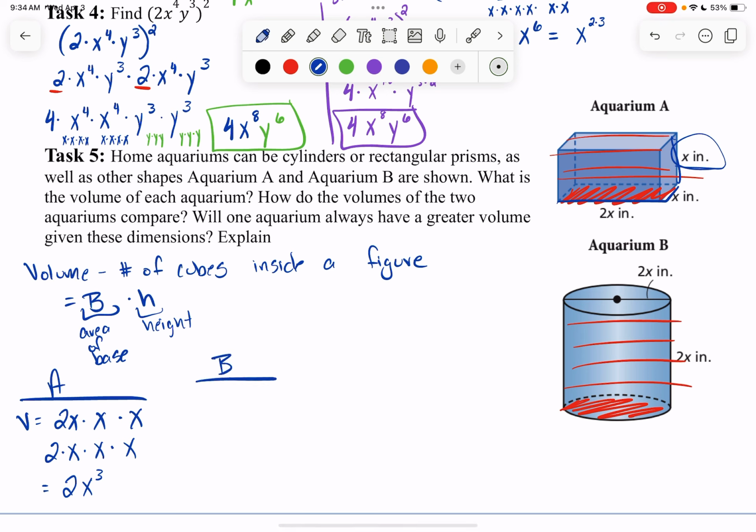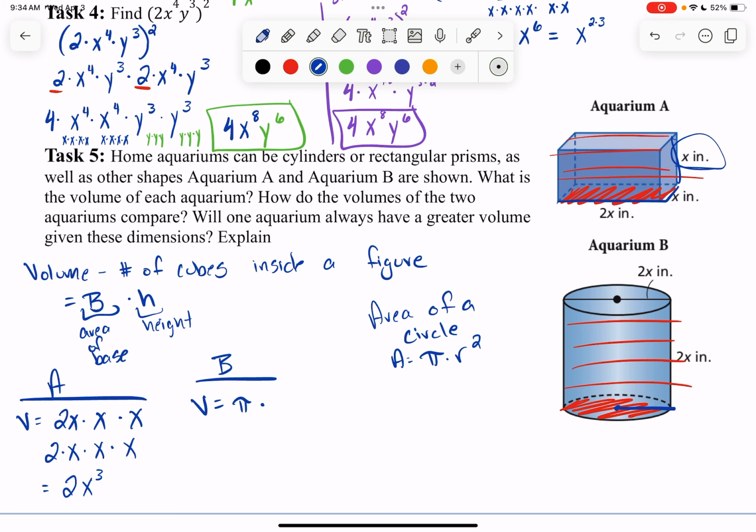Okay, volume of B. This one's a little bit different because the base is a circle. I need to figure out how to find the area of a circle. If we don't know, we can search it real quick. The area of a circle is pi, area equals pi times r to the second. So I need to take pi times the radius.